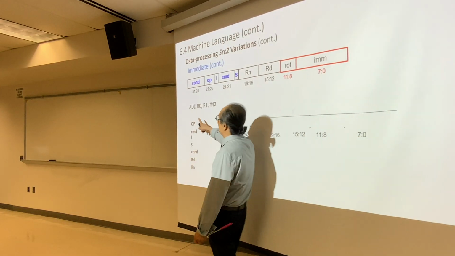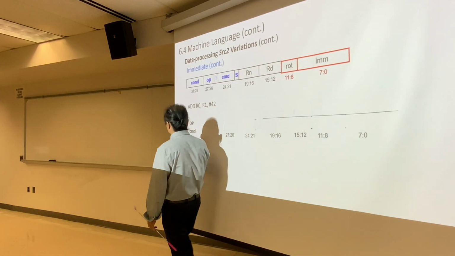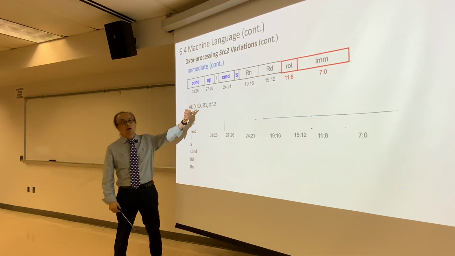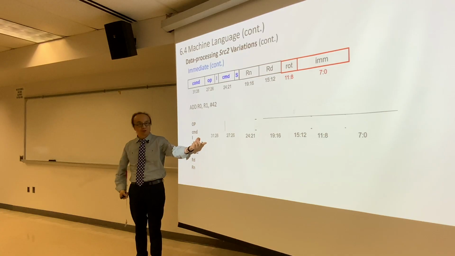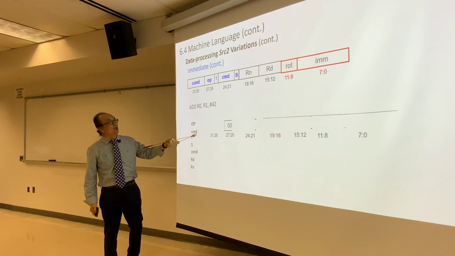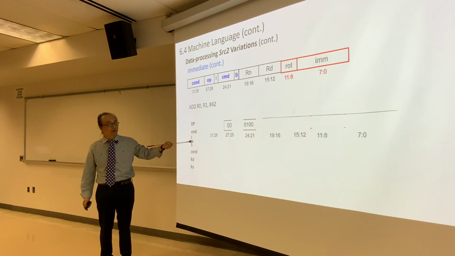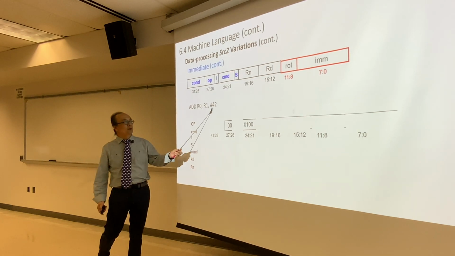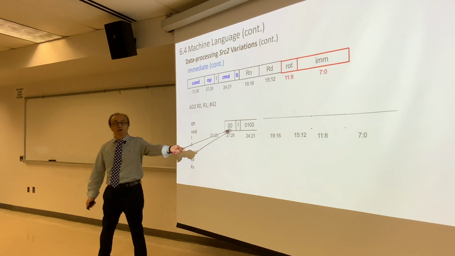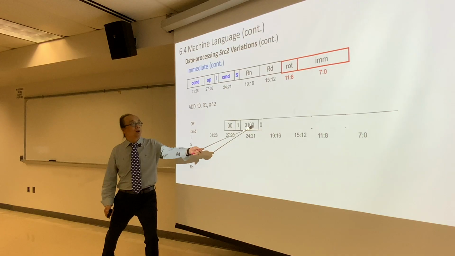Let's say we have ADD R0, R1, #42. It is easier to go through this sequence to go from assembly language to machine language. So what is the opcode for data processing? 00. And the CMD for ADD is 0100. So you need to use your handout. We have an immediate, so I has to be equal to 1. And I don't see an S, so it's going to be 0.